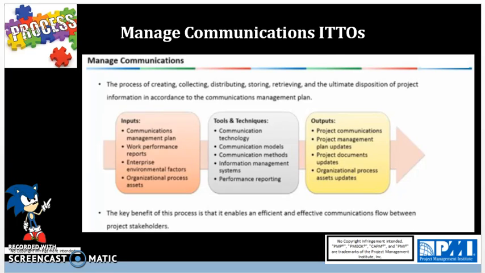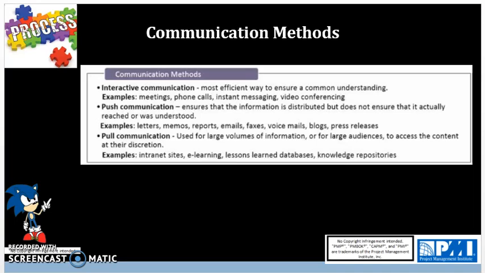So communication methods. We have interactive communication, which is the most efficient way to ensure a common understanding through the use of meetings, phone calls, instant messaging, and video conferencing. Then we have push communication, which ensures that the information is distributed but does not ensure that it actually reached or was understood. So this is an example of an email communication that was just pushed over to the stakeholders, but not everyone might have read it or understood it fully.